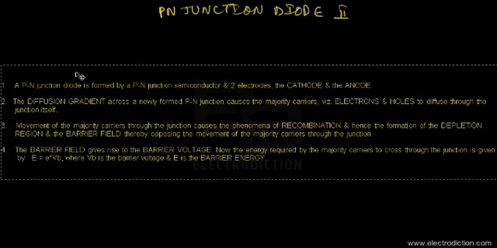So now let's get on with it and see what happens after the P-N junction diode suffers recombination and the barrier field is formed. So today we move on to the next segment of the P-N junction diode, that is diode biasing.